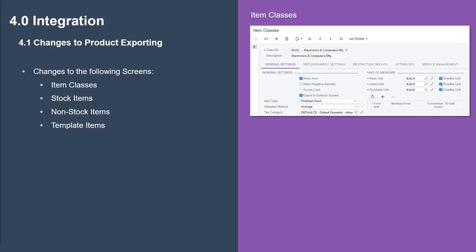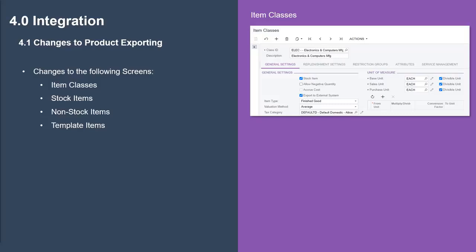If the Commerce integration feature is enabled, on the General Settings tab for the Item classes, an Export to External System checkbox displays. By default, this is selected for all new item classes. This is also on the Stock Items e-commerce tab, non-stock items and template item screens. The setting defaults from the item class for the item. This is editable, so it can be set to false.